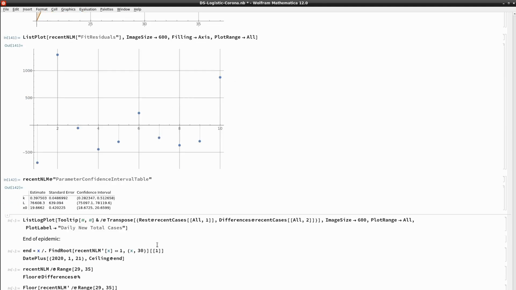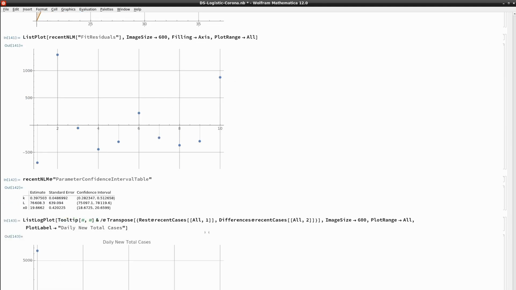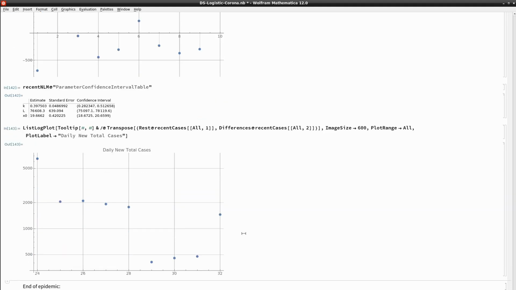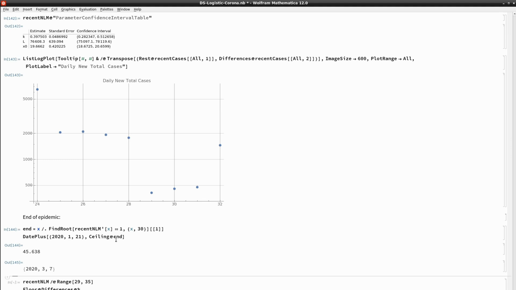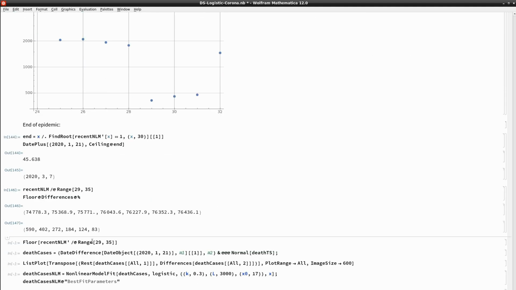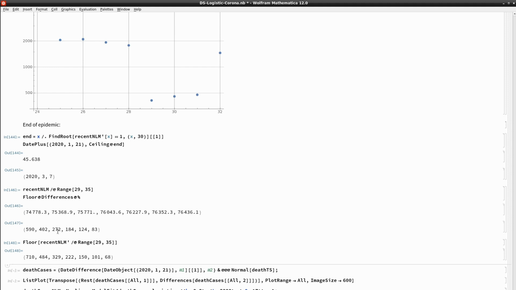The confidence table, and let's look at the differences again, which is equivalent to the daily new cases, and we see they're coming down. With this, I get an end of the epidemic, again using the first derivative of 1 of March 7. Fairly quick, and I think if this is going to happen, then it's going to be fairly dramatic. So if we're looking at the differences versus the first derivative again, not too far away. If you compare the last two vectors, these differences are not too far away, maybe 100 or less.